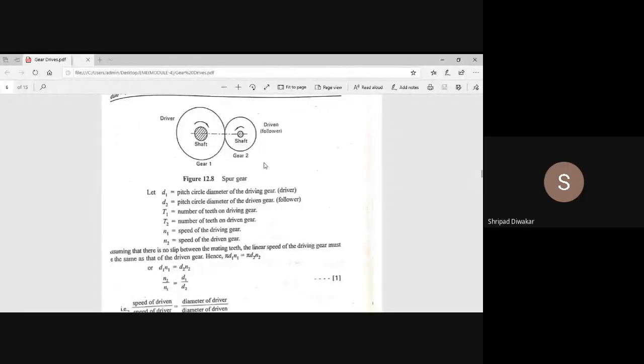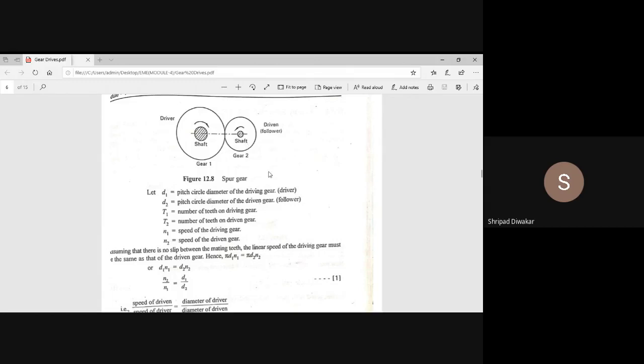Okay, you see the diagram. There are two gear drives, one is a driving gear and the other a driven gear. D1 is the pitch circle diameter of the driving gear and D2 is the pitch circle diameter of the driven gear. T1 is the number of teeth on the driving gear and T2 is the number of teeth on the driven gear. And N1 is the speed of the driving gear and N2 is the speed of the driven gear.